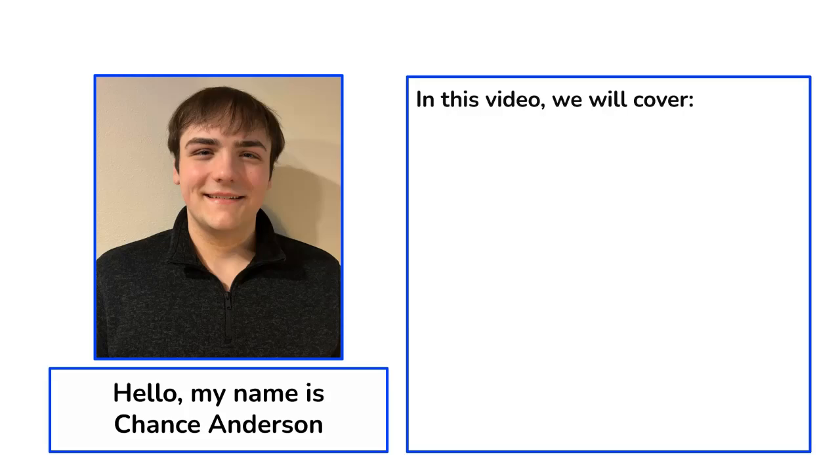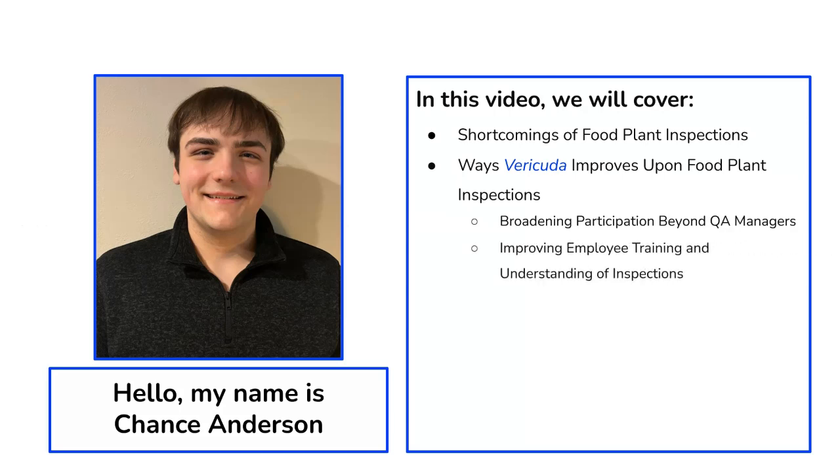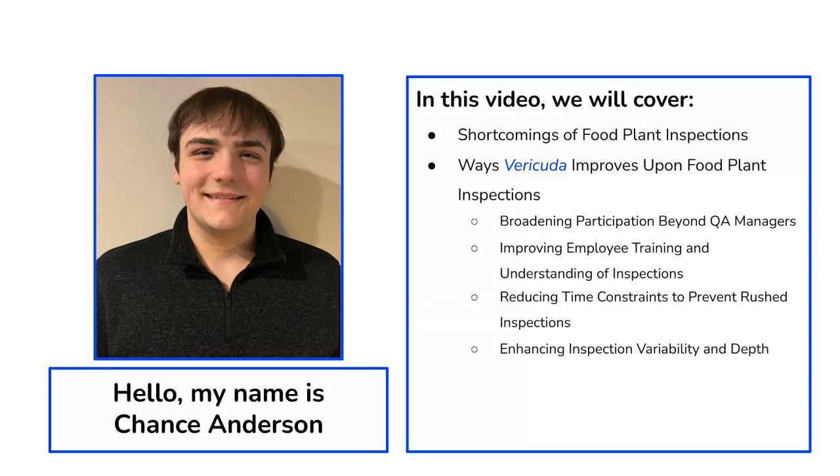Hi, my name is Chance Anderson, and in this video we'll be covering the shortcomings of food plant inspections and the ways in which Vericuda improves upon food plant inspections, such as broadening participation beyond QA managers, improving employee training and understanding of inspections, reducing time constraints to prevent rushed inspections, enhancing inspection variability and depth, dividing and conquering, clarifying corrective actions, and ensuring accountability.